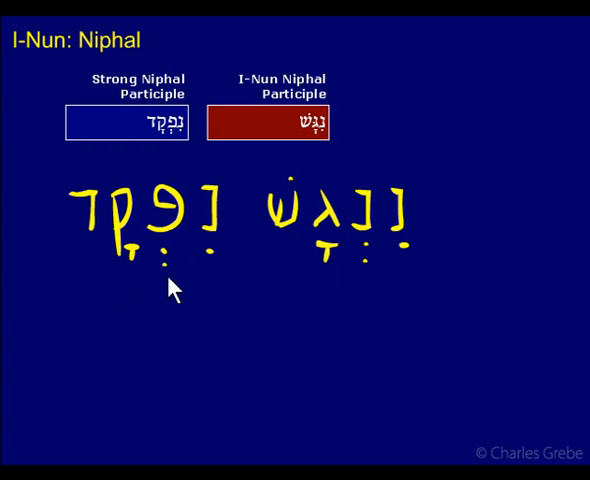So you've got nifkad, and you've got ningash, but then this guy is going to assimilate, right? Because he's right next to the gimel with no intermediate vowels. This is not a vowel, this is a syllable marker. So you're going to end up with, we'll just move this guy over. So this guy is this guy, and this one assimilated. Negash, negash. Okay. Same as what happens with the perfect.